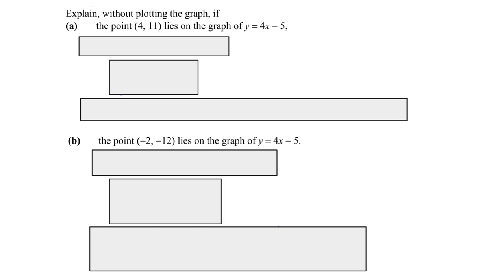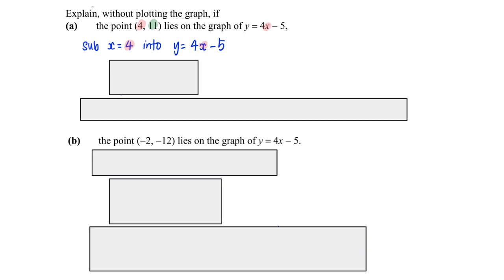Well, if a point lies on the graph, then the point must satisfy the equation. Meaning, if I substitute 4 into here, it must give me back my 11 for the y coordinate. Okay, so that is how we approach this question. So in step 1, we are going to substitute 4 inside here.